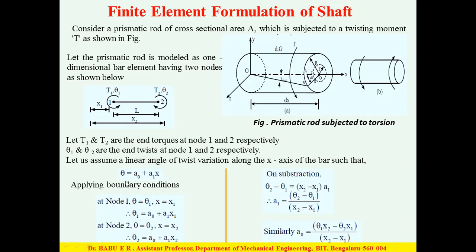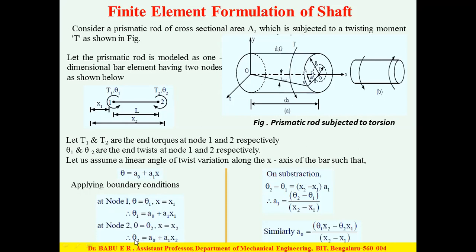Applying boundary conditions, at node 1 the value of theta is theta 1, and node 1 is located at a distance x1, so x is x1. Substituting back into this equation, we get theta 1 equals a0 plus a1 x1. Similarly, at node 2, theta is theta 2 and the node is located at distance x2, so x is x2.